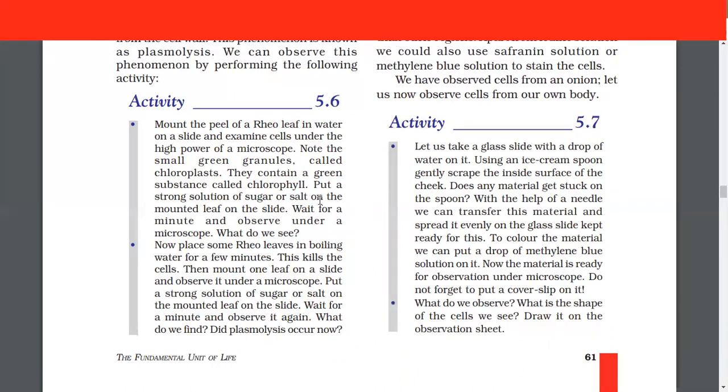Put a strong solution of sugar or salt on the mounted leaf on the slide. Wait for a minute and observe under the microscope. What do you observe? Now place some Rhoeo leaves in boiling water for a few minutes. This kills the cells. Then mount one leaf on a slide and observe it under a microscope. Put a strong solution of sugar or salt on the mounted leaf on the slide. Wait for a minute and observe it again. What do you find? Did plasmolysis occur now?